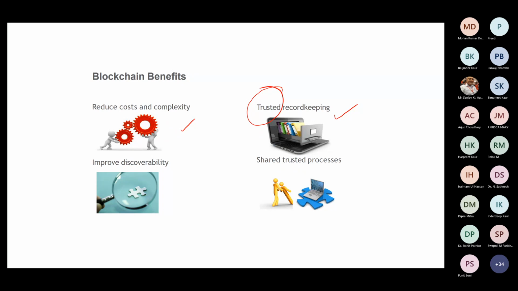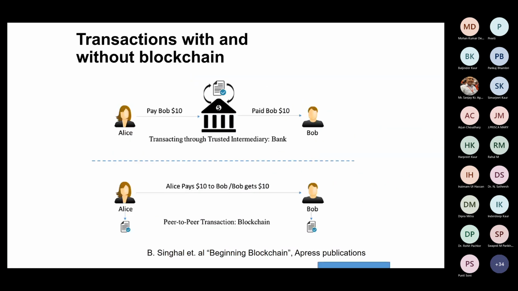And a more important part is that we have shared trusted processes. All of the processes which a particular node wants to share with each other can be handled with the help of shared trusted processes. In the modern scenario, we have two types of setups. One is with the help of a centralized node, and the second is a distributed peer-to-peer setup.